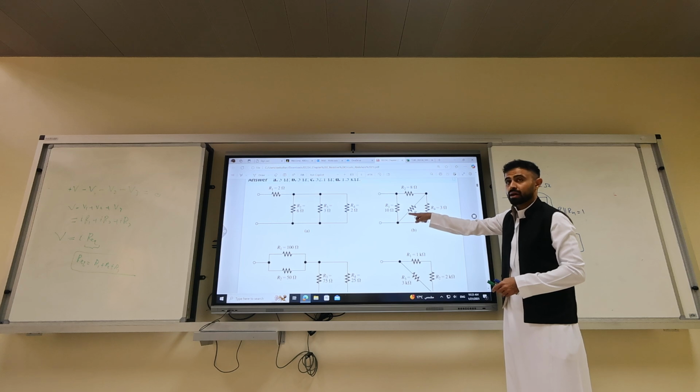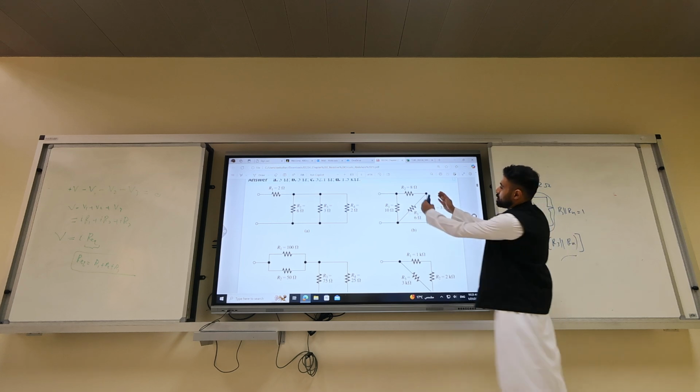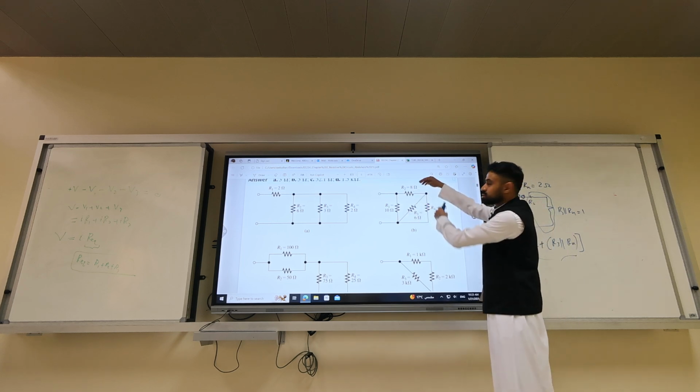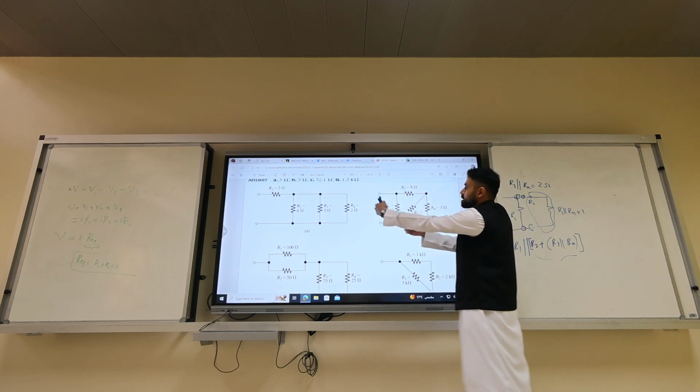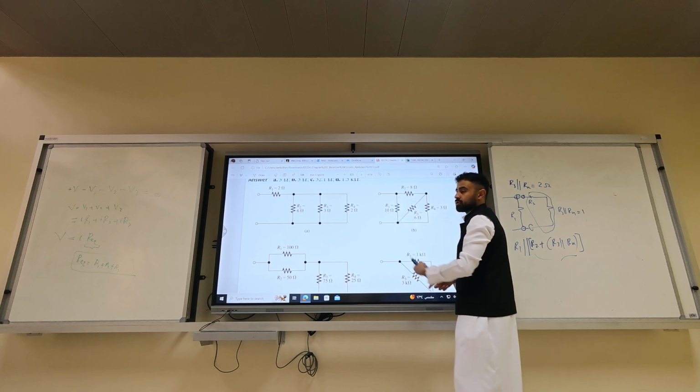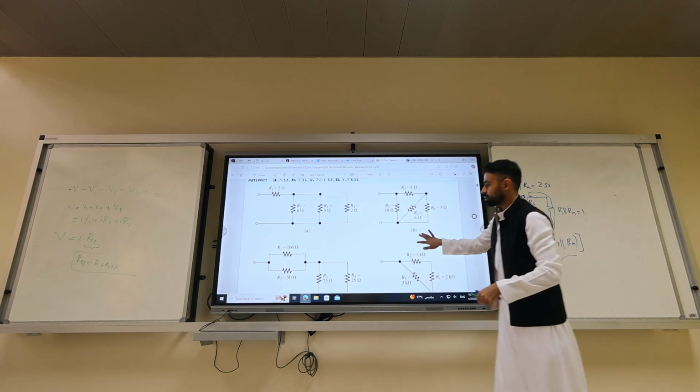R4, R3 they are in parallel. The combination becomes series, in series with R2. The whole combination is in parallel with R1. You want to look from here. You're looking always from left to right.